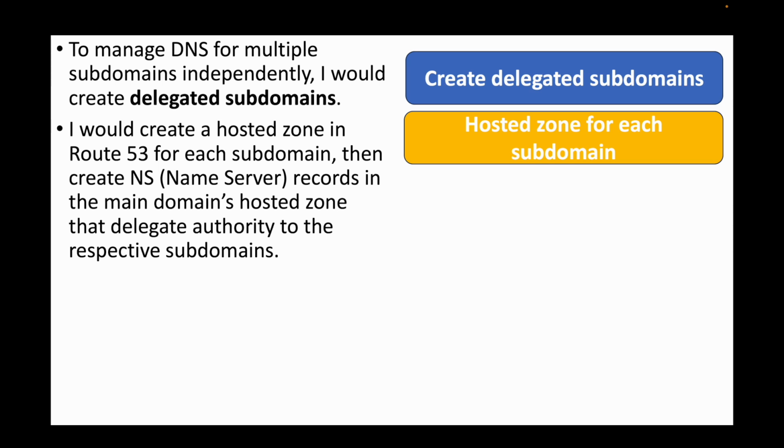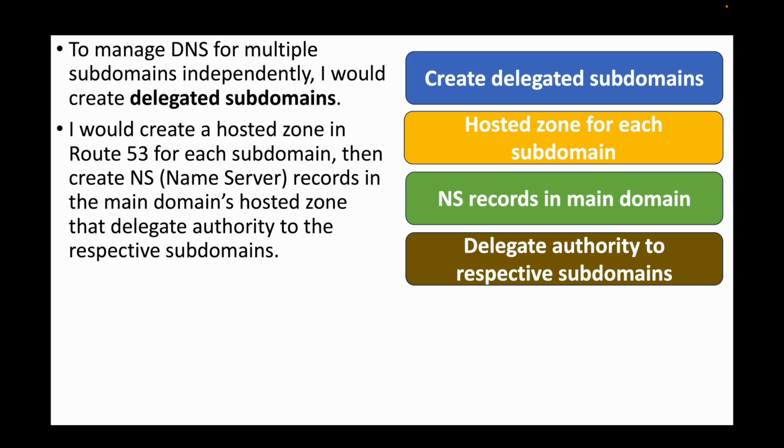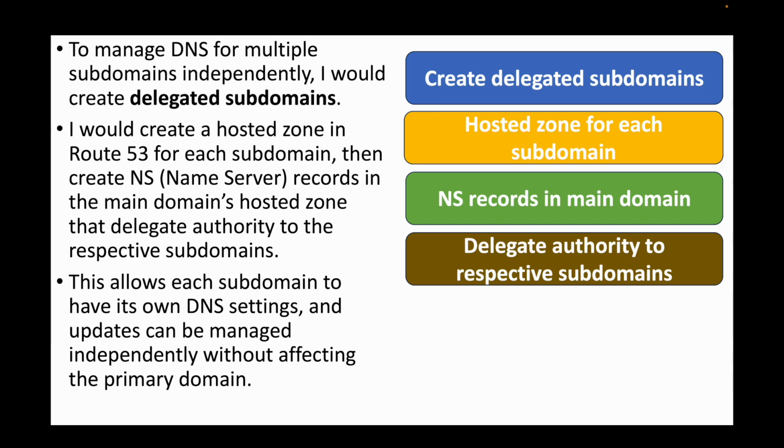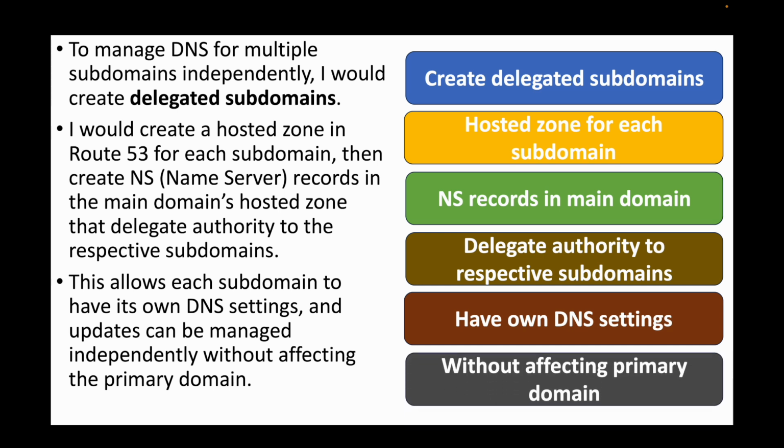And then you'll be creating the respective NS records in the main domain's hosted zone, and that will be delegating the authority to the respective subdomains. Now, this will allow each subdomain to have its own DNS settings, and updates can be managed independently without affecting the primary domain. So basically, you will have hosted zones, the respective name servers, and you will be delegating the authority to your subdomains as well.